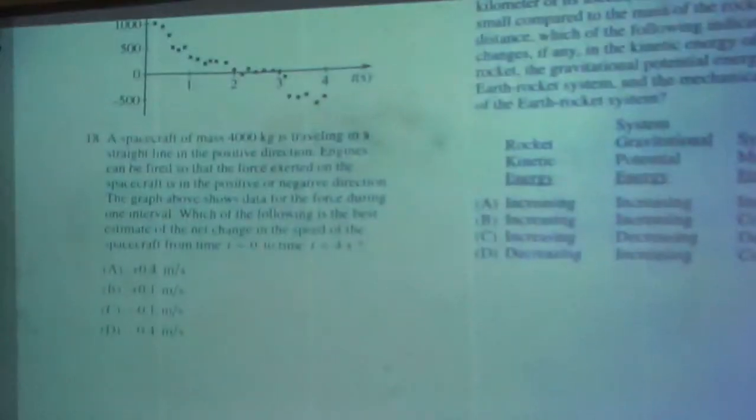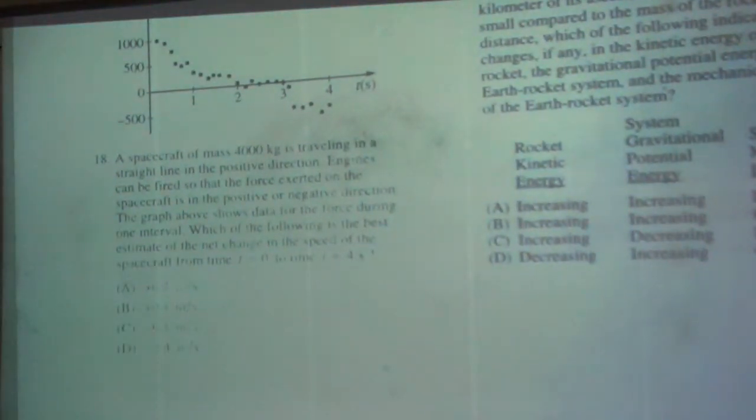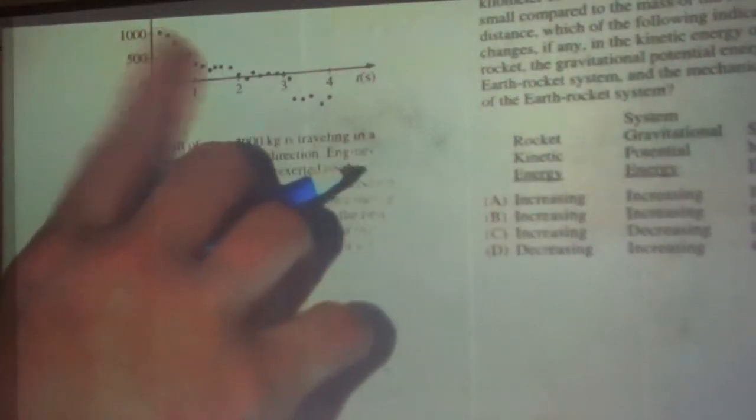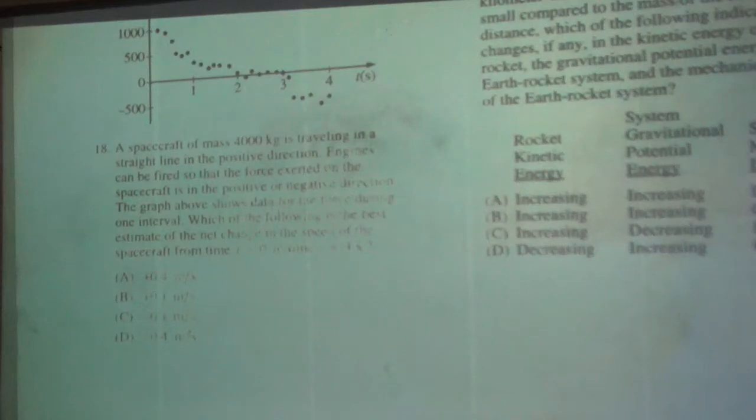A spacecraft of mass 4,000 is traveling in a straight line in the positive direction. Engines can be fired so that the force exerted on the spacecraft is in the positive or negative direction. So we see we have a positive force, but we also have a negative force later on. The graph shows the data for the force during one interval. Which of the following is the best estimate of the net change of speed of the spacecraft from 0 to 4 seconds? So we're talking about the change in speed.